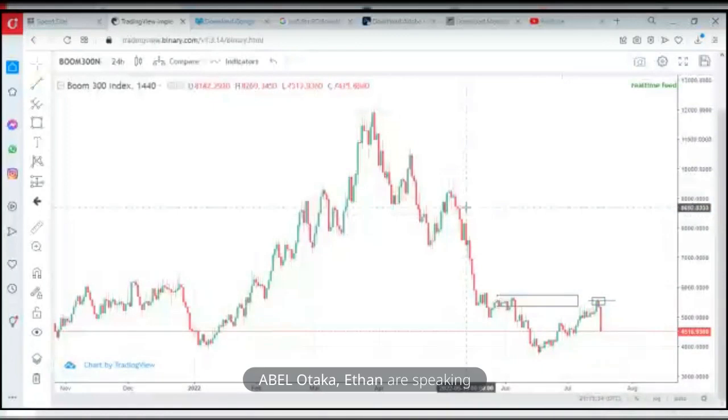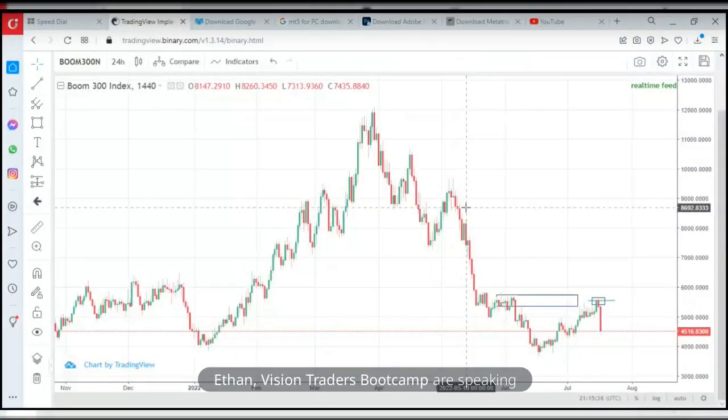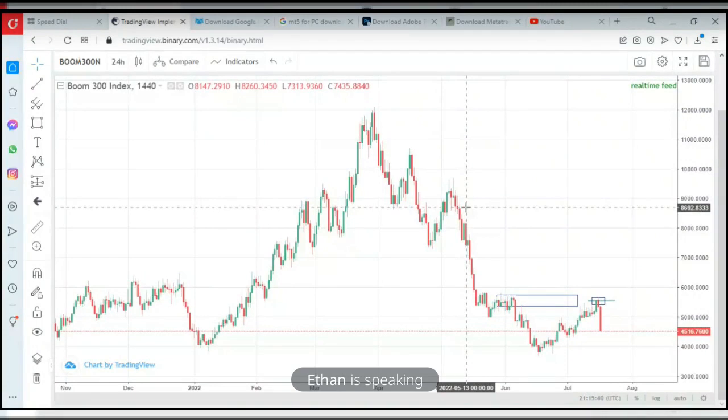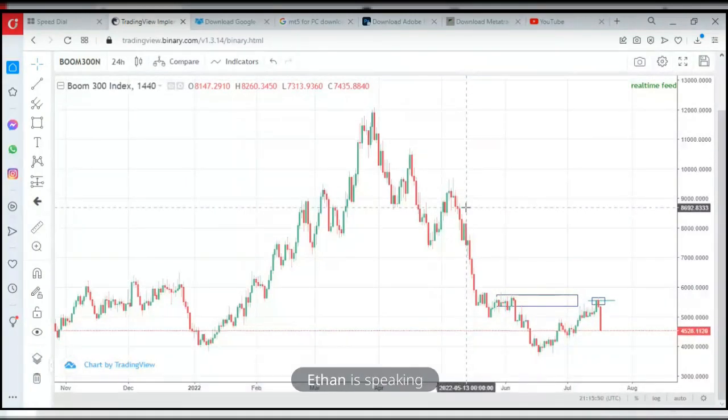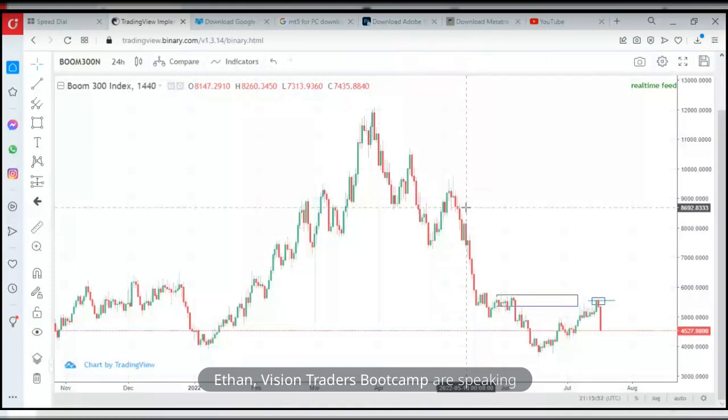Good evening, sir. In case of this daily time frame, are you going to wait for price to reach your POI and maybe grab liquidity and close above or below that candle before you go to a lower time frame?